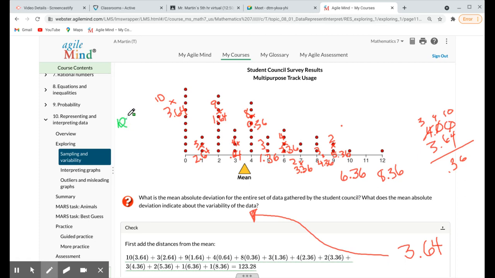Yes. So we're going to take 123.28, or 123 and 28 hundredths. We're going to divide it by 50, and this will be our mean absolute deviation.